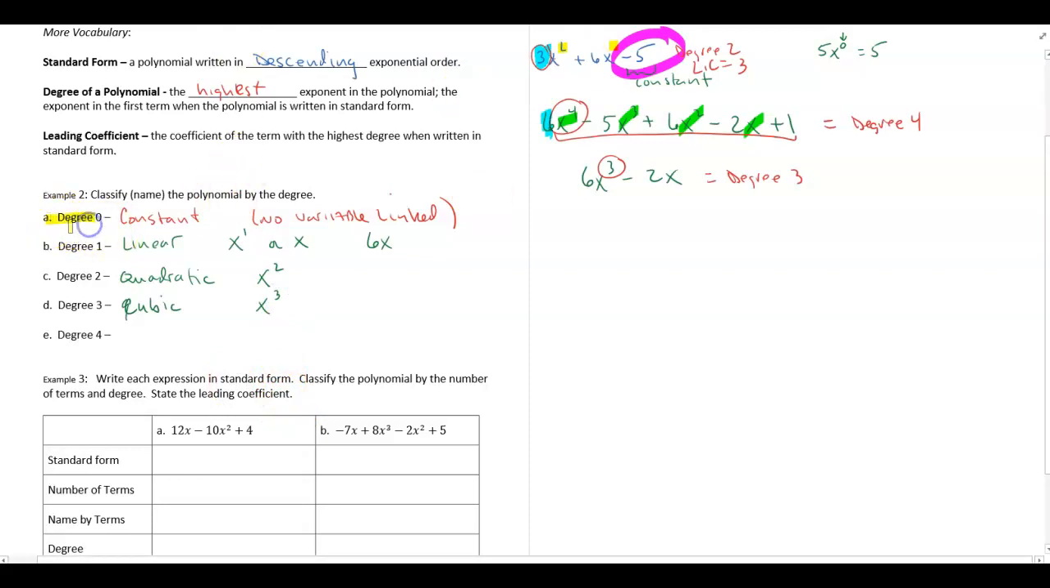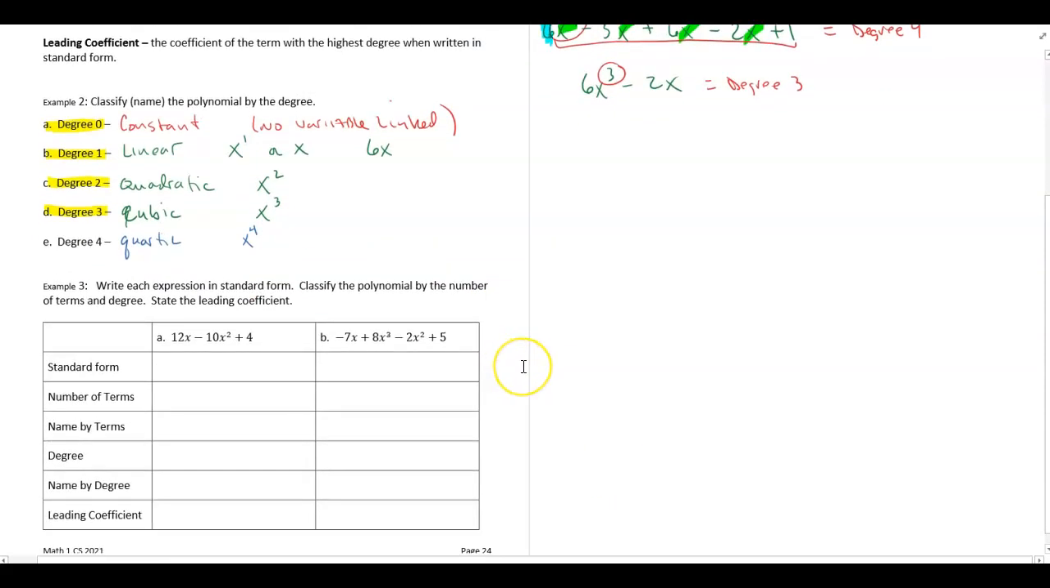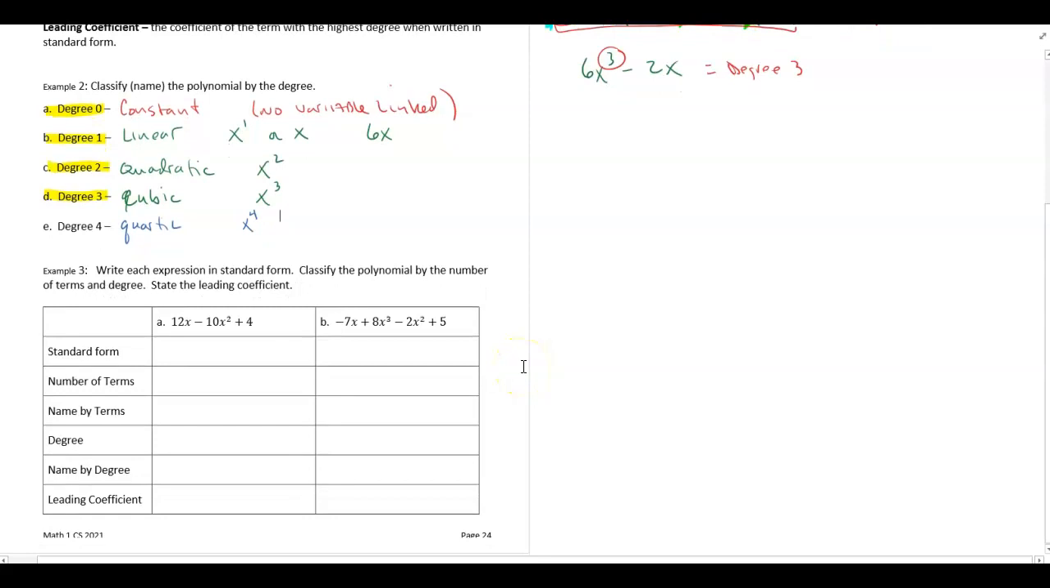So degree 0, degree 1, degree 2, degree 3 are the four most common ones we use. Degree 4 we'll see, and a degree 4 is known as quartic, and that's when you have x to the fourth. Okay? So right now, we're going to go through some examples where we write it in standard form, and then we're going to name it by the number of terms.